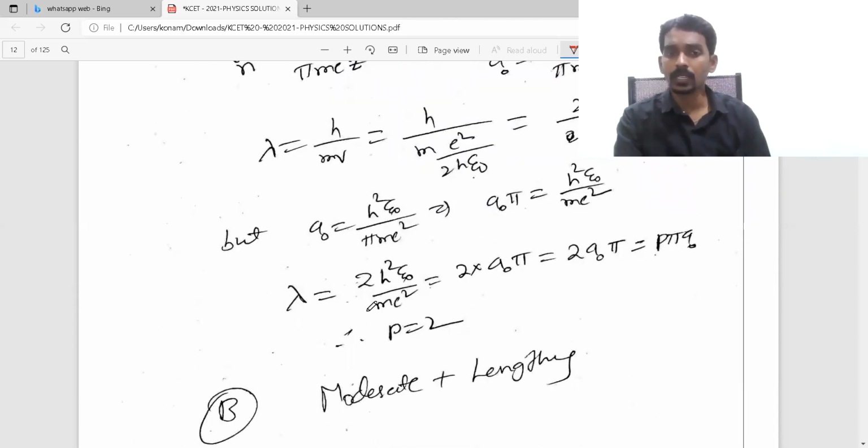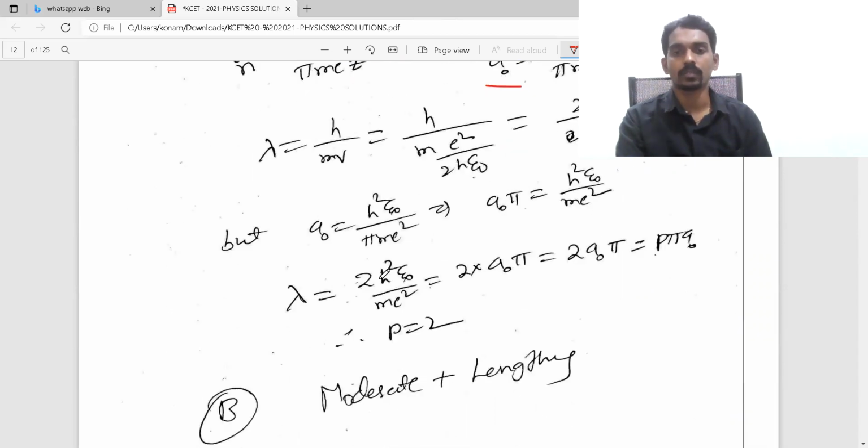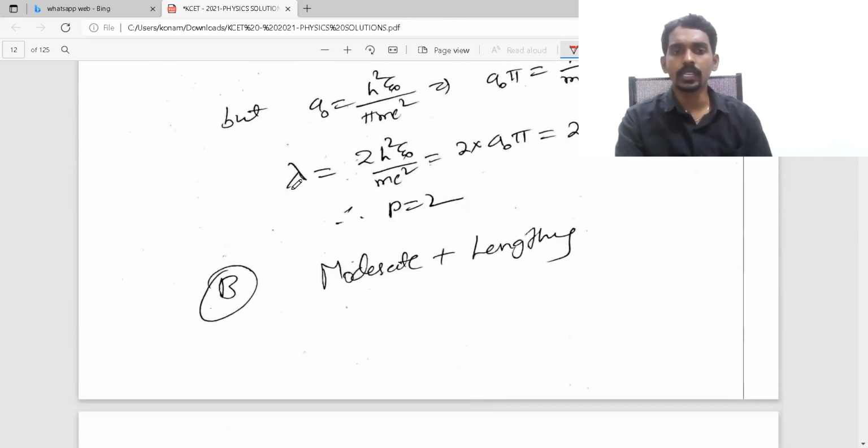Those are not difficult questions, but you need to take care. See, in that again, one more condition, the Bohr radius, a naught value, you also need to include. So that you will get the relation for lambda, which they have already given as p pi a naught. If you compare both sides, you will get the p value, that is 2.